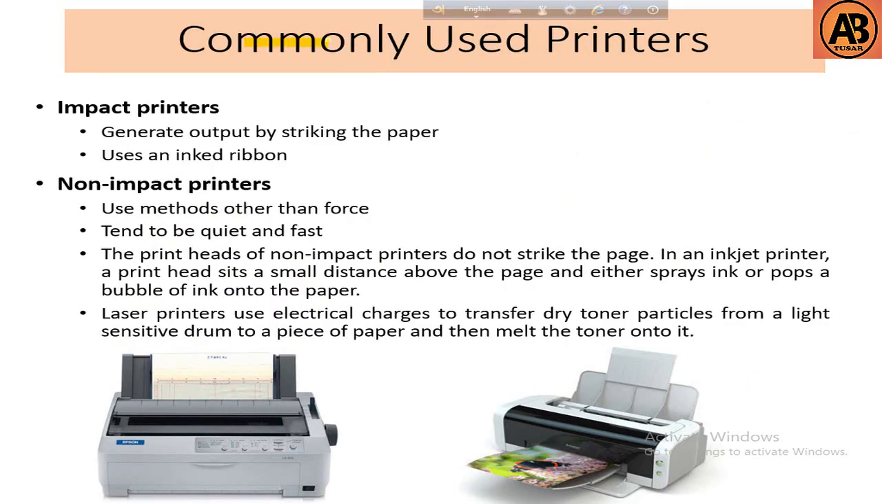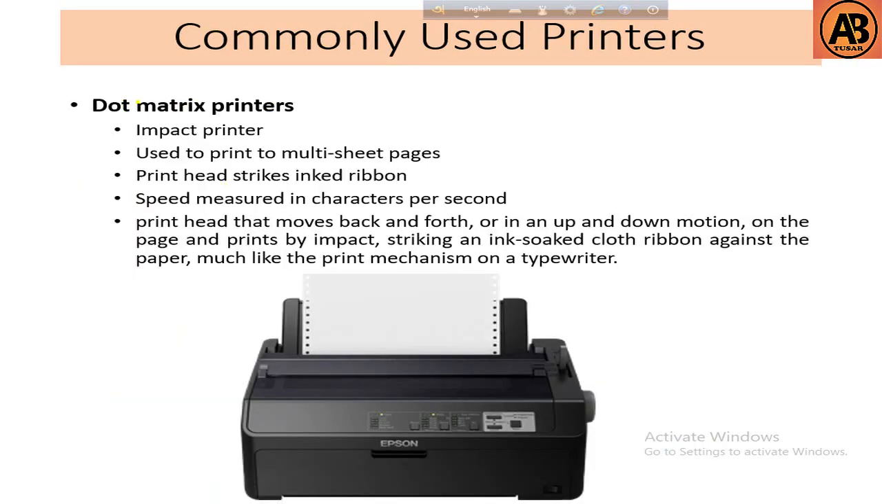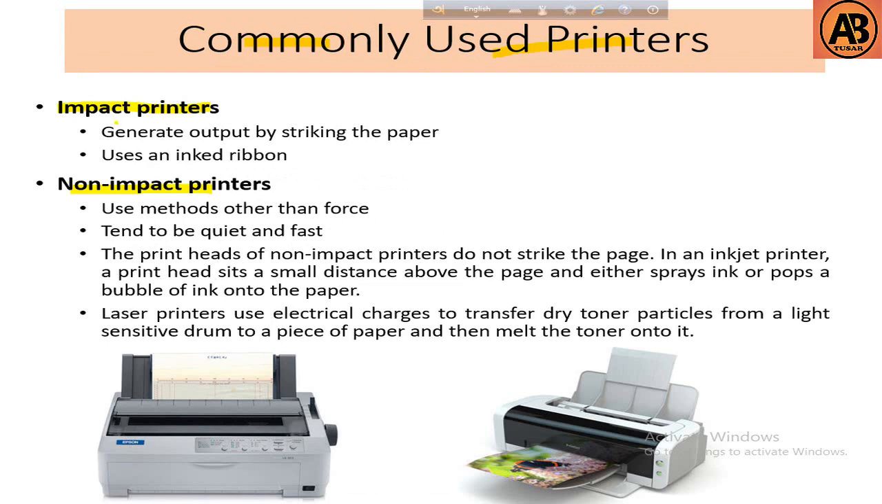Then commonly used printers. Commonly used printers are of different types: impact printers, non-impact printers, dot matrix printers, and color printers. So, impact printers. Impact printers generate output by striking the paper. That means impact printers generate output by striking the paper, and use an inked ribbon. This printer uses an inked ribbon for printing.